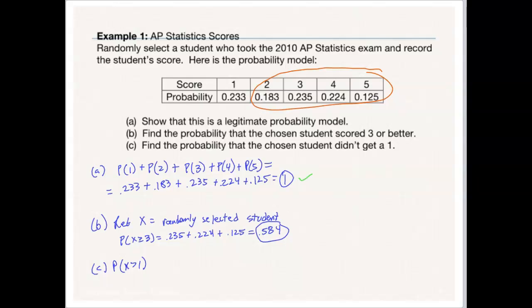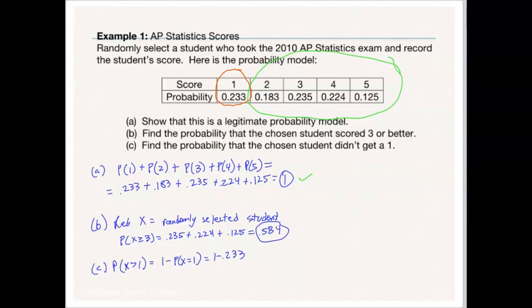But just for the sake of using the complement rule, it's maybe easier to recognize that there's only one outcome that is a 1. So this is equal to 1 minus the probability that x does get a 1, right? If I just do 1 minus 0.233, that's the same as adding up the sum of those other 4 probabilities.